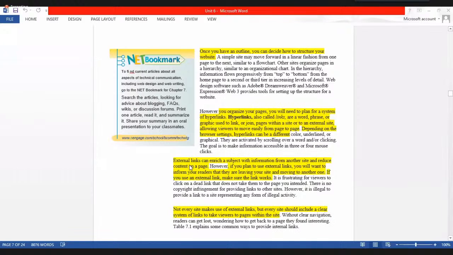Okay, so here, external links can enrich a subject with information from another site and reduce content on the page. Let's say you are using a particular site, and if there are external links, then you will have very good information related to the topic. You can increase the horizon of the information. That's why external links can enrich a subject with information from another site. From another site also you can have the information, and that is possible through links.